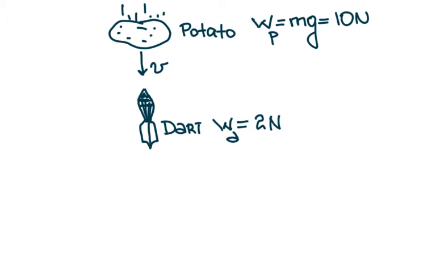And during the collision and right after the collision, because they stick together, the weight exerted on the dart is greater because the potato, which is 10 newtons, and the dart, which is 2 newtons, together will make the weight that is acting on the dart. So the weight of both of them during the collision and after the collision will be greater than the weight that the dart is experiencing right before the collision.